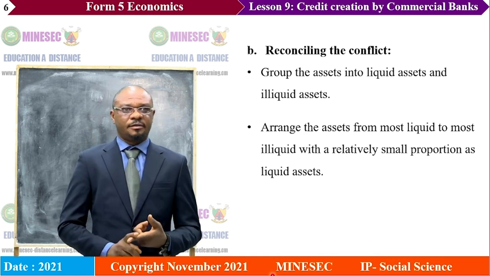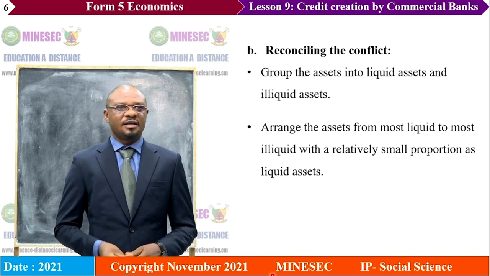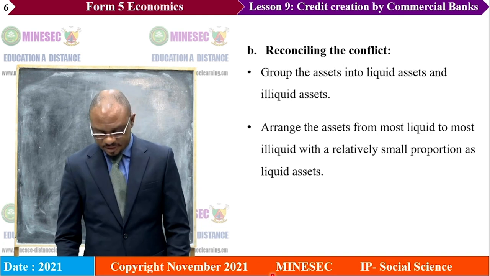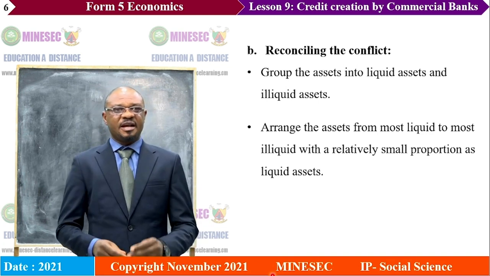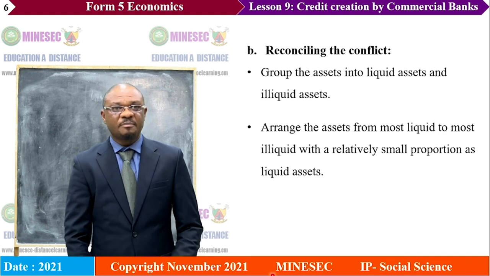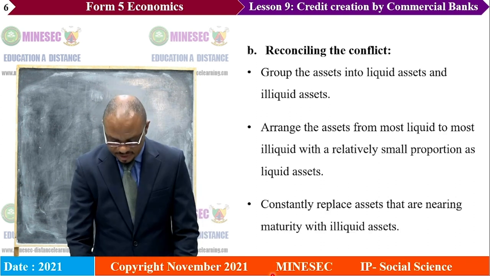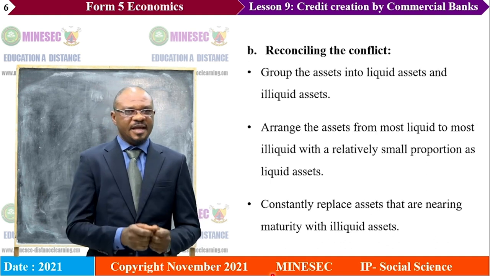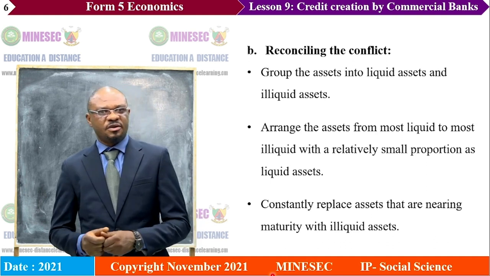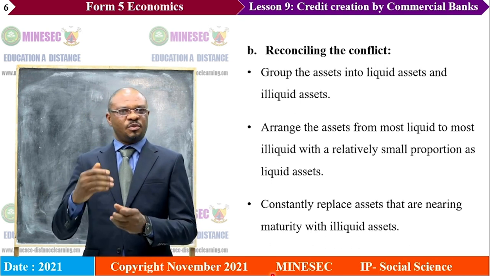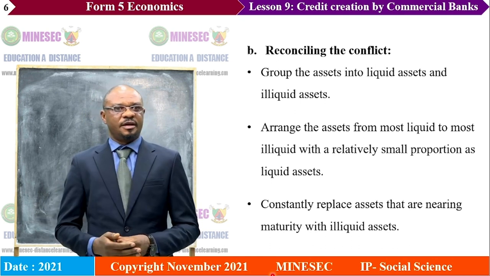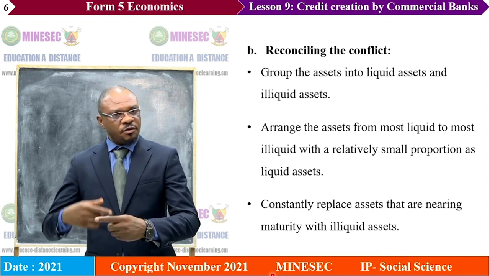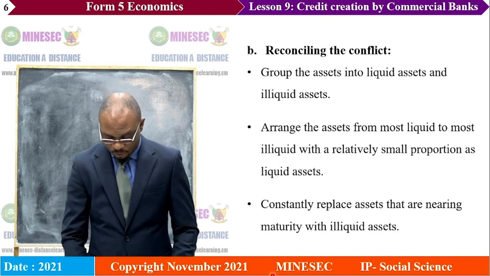Bills discounted is another example of a liquid asset having a life of about 91 days. And then we have investments and advances. Investment and advances are illiquid assets. So if the bank groups the assets into liquid and illiquid assets, then it must ensure that it constantly replaces assets that are nearing maturity with illiquid assets. So as those liquid assets are getting towards maturity, it will be replacing them with illiquid assets. That way, there is a continuous flow of liquidity and profitability.